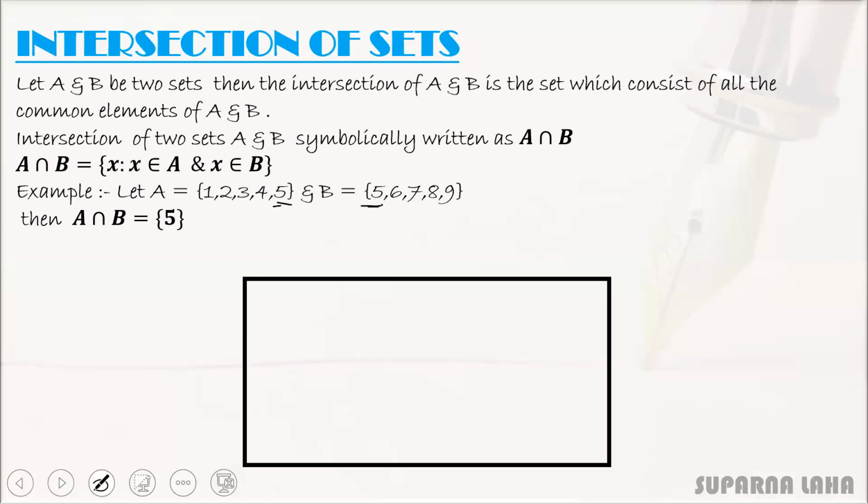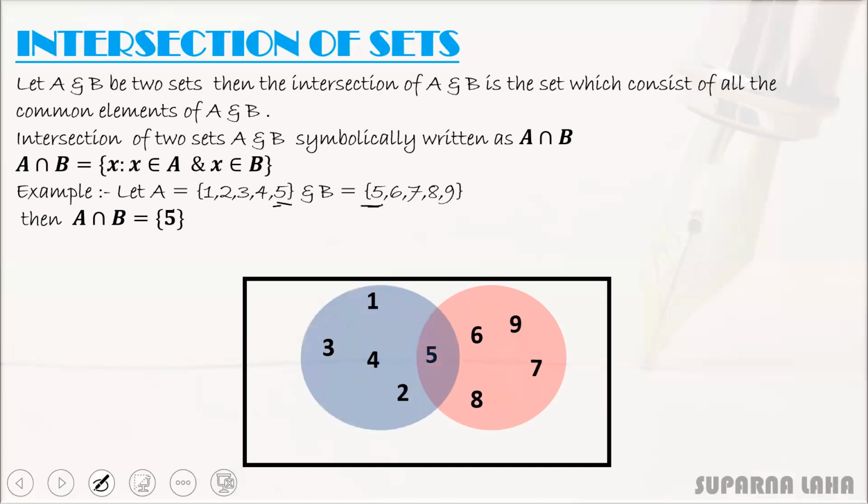Now represent it in a Venn diagram. So this is the set B, 5, 6, 7, 8, 9, and the set A is 1, 2, 3, 4, 5. And their common portion is this, that is the element 5, which is A intersection B. This is the common portion.